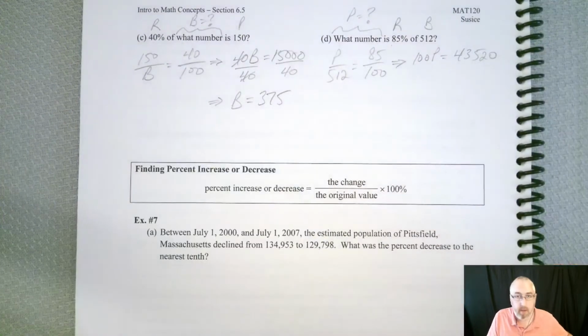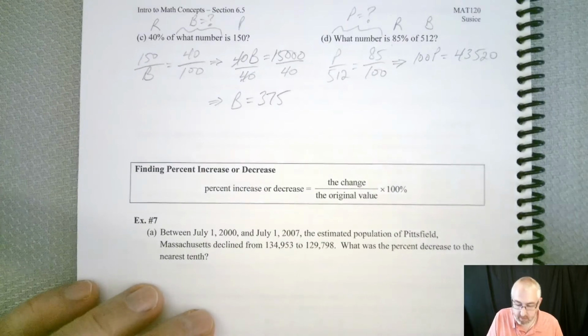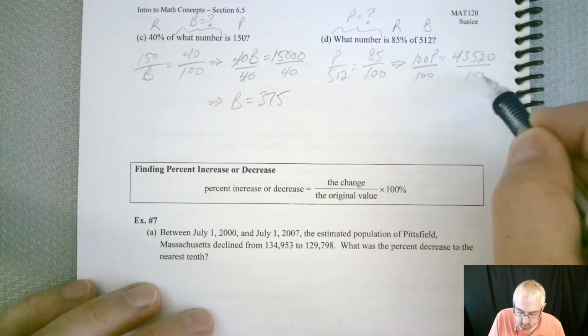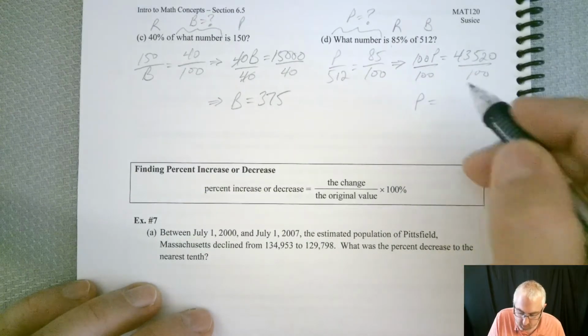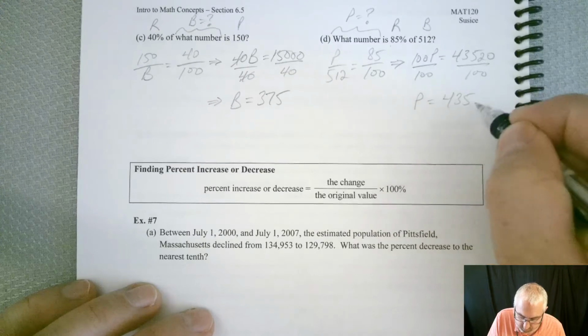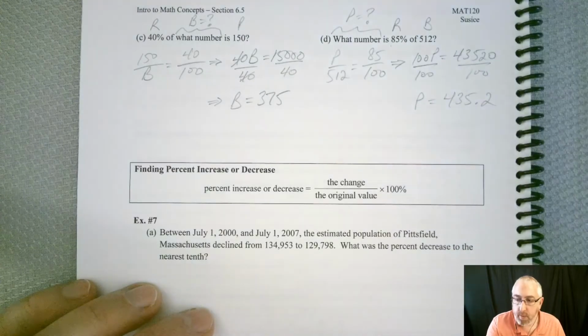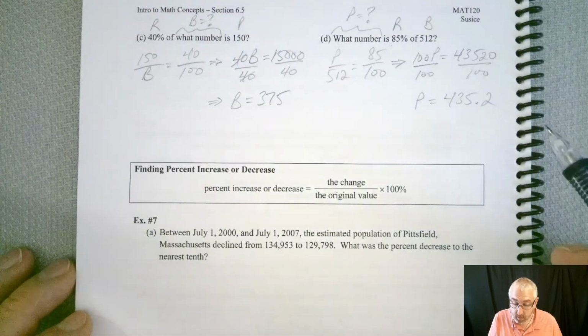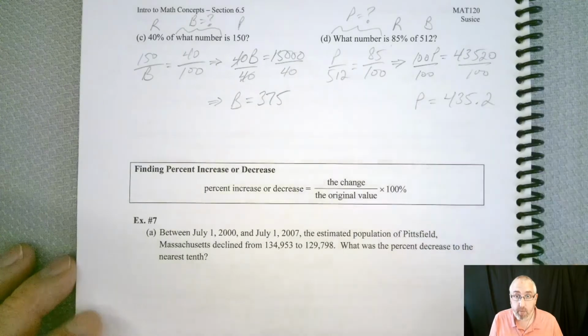All right, so there's that. And now the last step is to divide. So P equals 435.2. All right, so now we should be good with that problem.